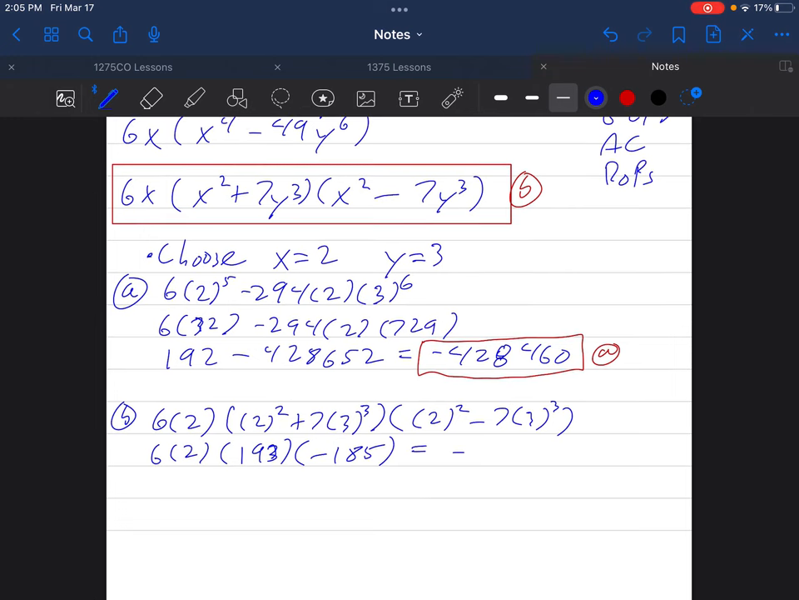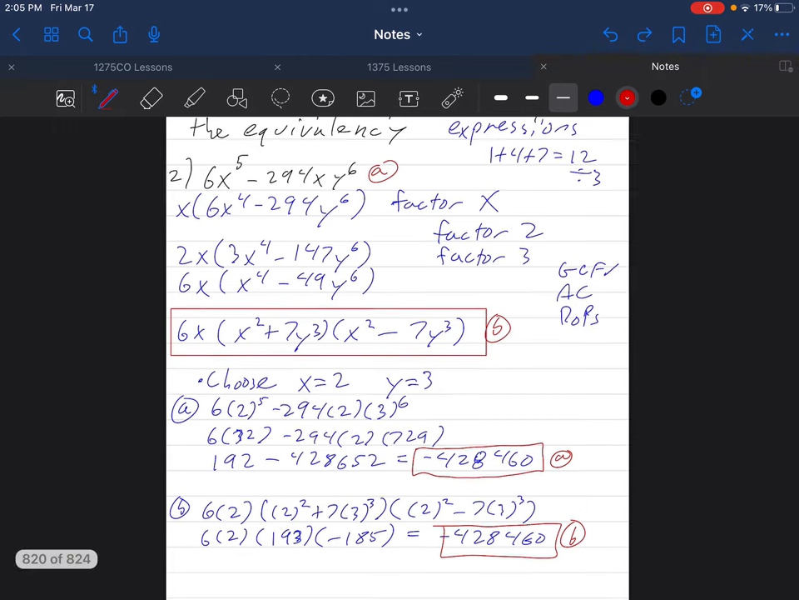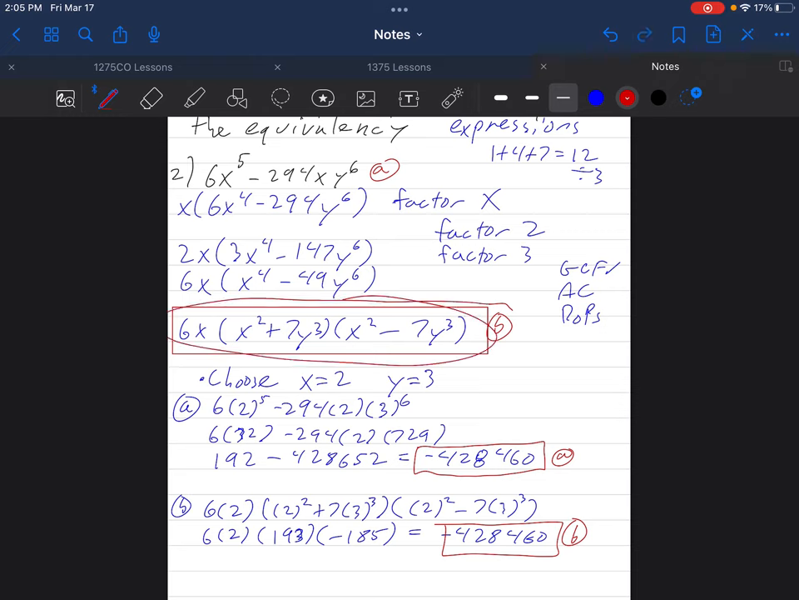Multiply this out, and we get negative 428,460. Worked out to be exactly the same because, again, that is showing that A and B expressions are equivalent. The difference is that B is in factored form.